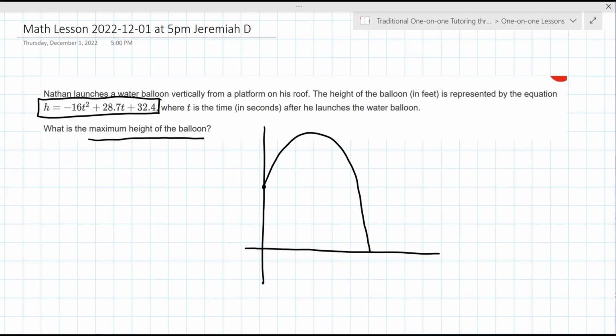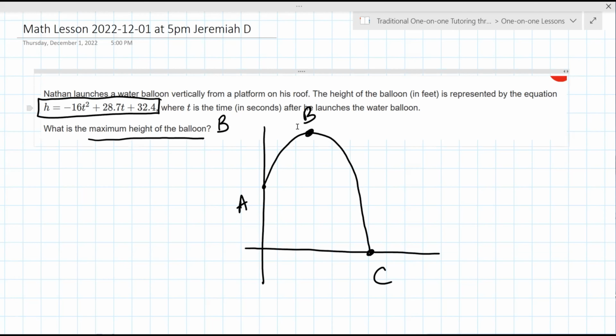Window, it will look something like that. So there's a couple of things that they're generally asking you for in these problems, and it's A, it's B, it's C. So this problem is asking about B. It's asking you to figure out where this top point is. But within each of these letters, there's actually two numbers that it could be. It could either be the X value or the Y value.